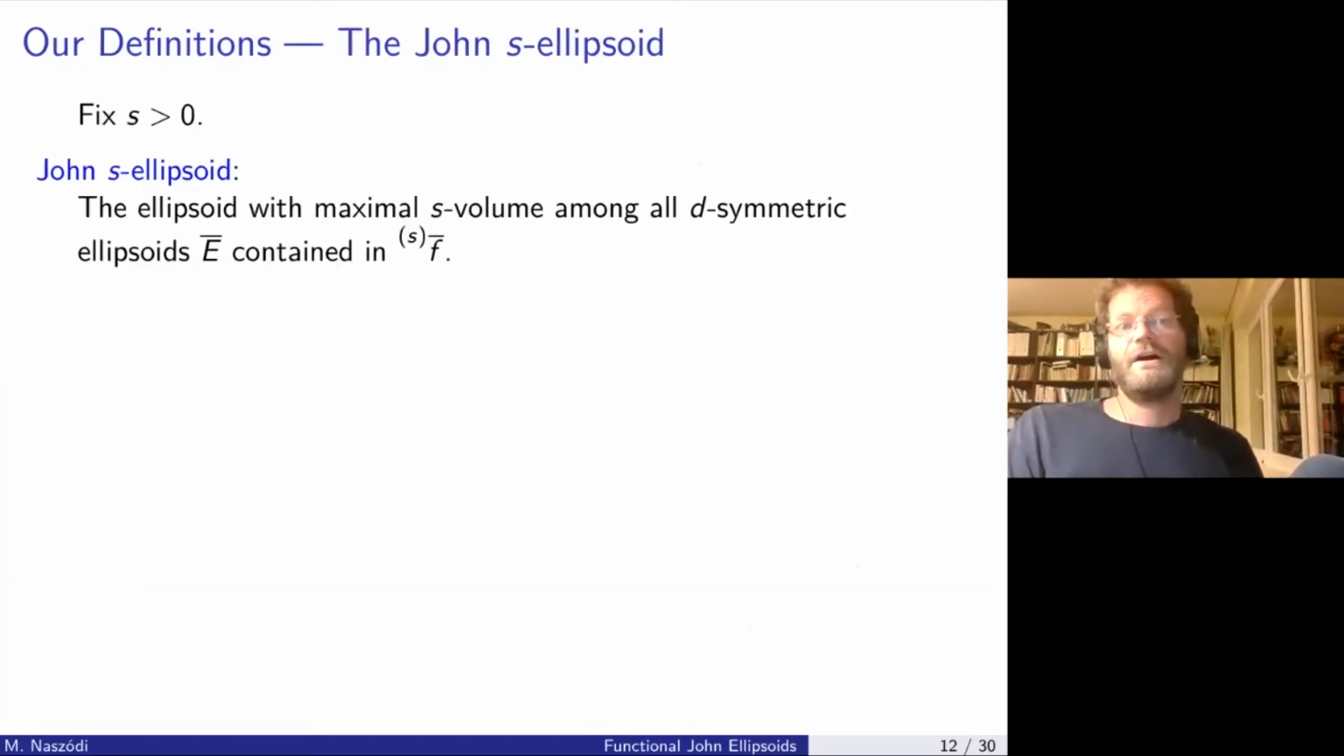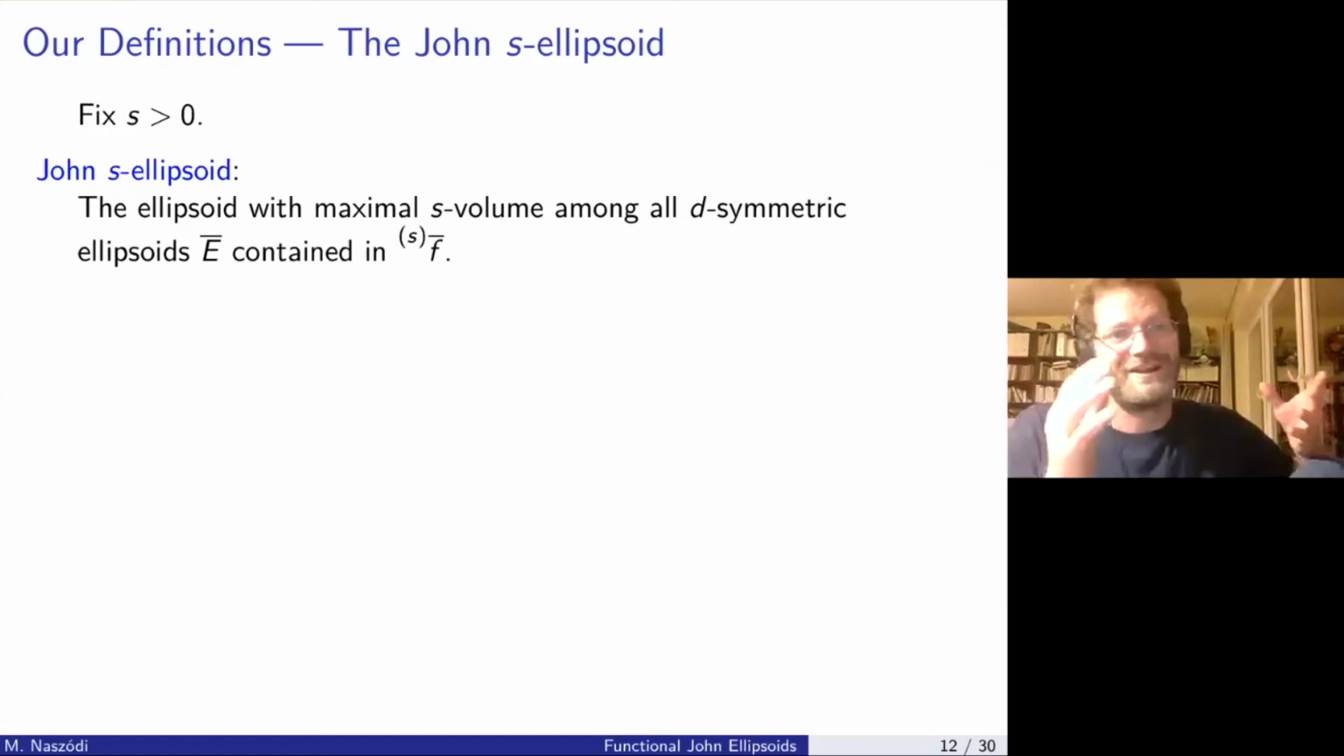Okay. And so now we'll define our John ellipsoid. We'll define a John ellipsoid for every S. So that already shows that we are better than AMJV because we have one ellipsoid for every S. That's more ellipsoids than just one, right? So I'll be a bit more specific than that.